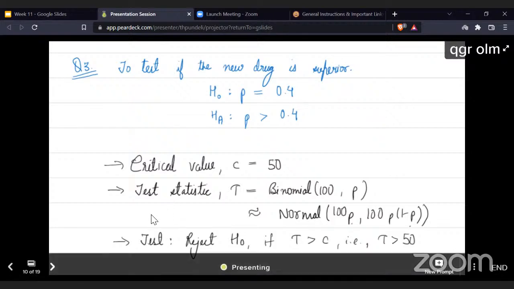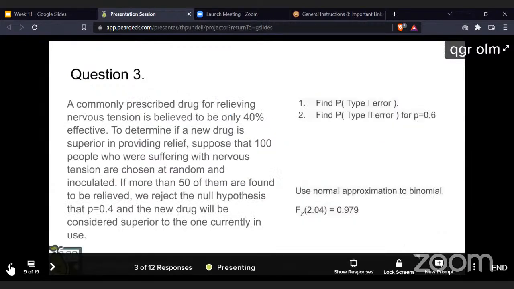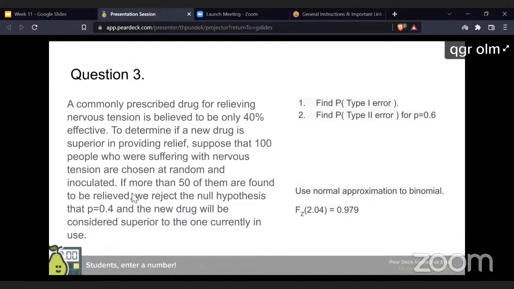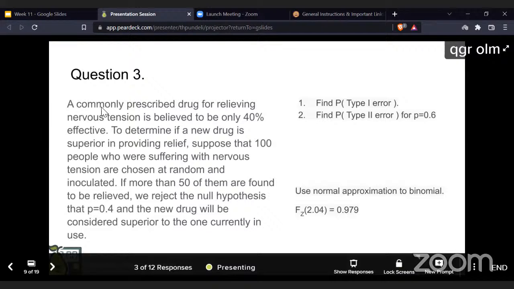And could you please come to the question, because that statement I am also confused. You will end up with a gap between 0.4 and 0.5. Your continuity will not be there. If more than 50 of them are found to be relieved, right? So this statement is making some confusion. I also wrote alternate P more than 0.5 because of this statement: if more than 50 of them are found to be relieved, we reject the null hypothesis.